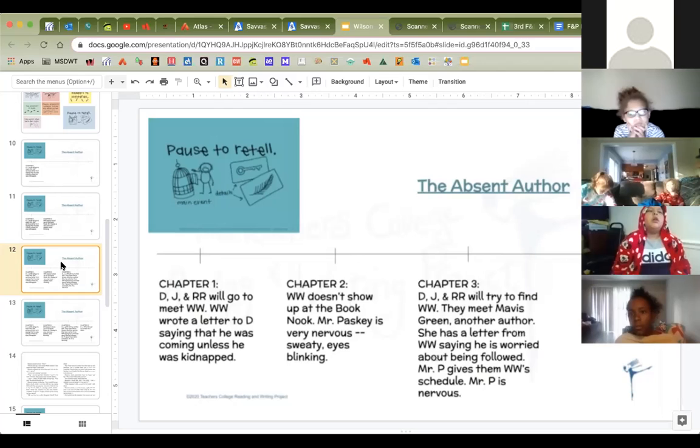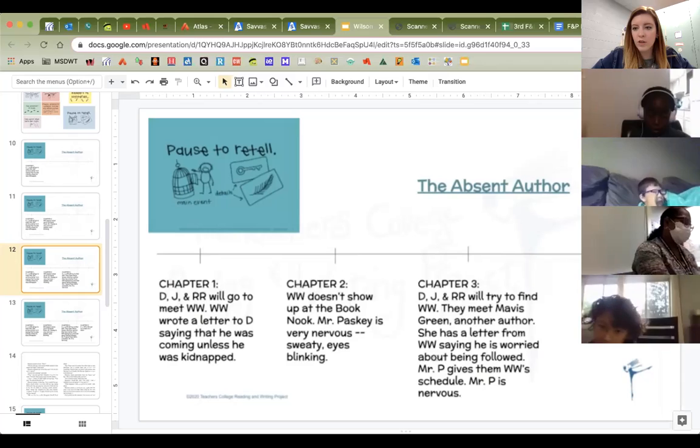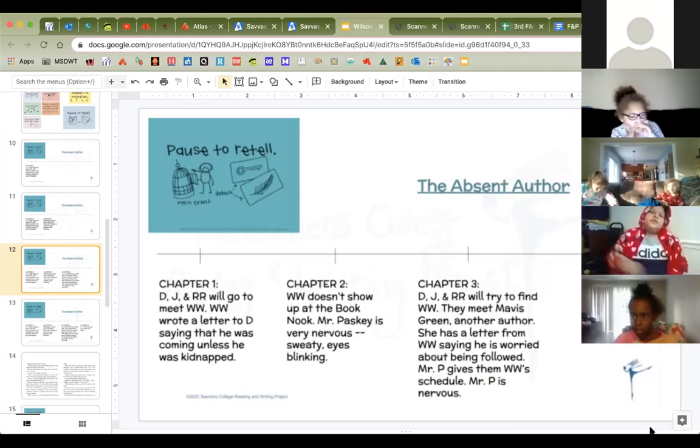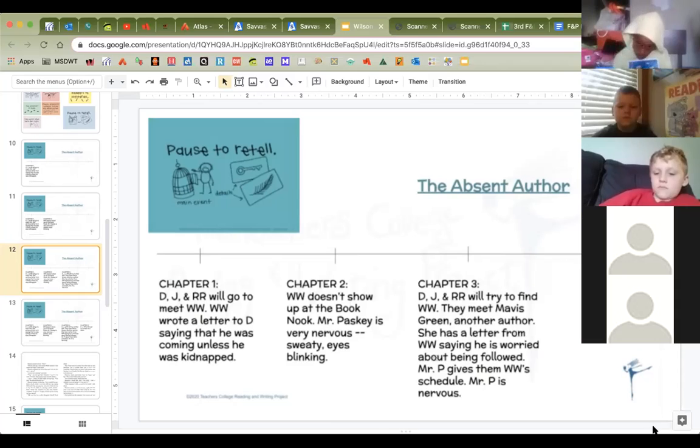Okay, so the detectives all go to the diner to get ice cream. And then who do they meet? Who was the taxi cab driver? Does anyone remember? Her name starts with an M. Does anyone remember the taxi cab driver?